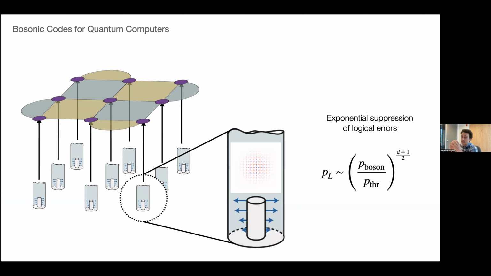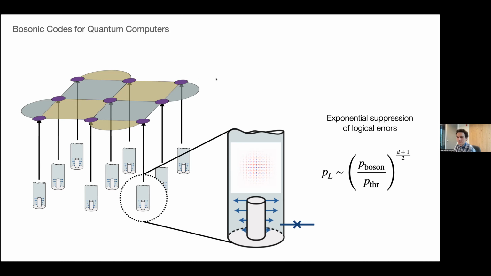And the idea now is that with your improved lifetime, you reduce the overhead that you need. You reduce the number of qubits that you need to do error correction. And so 2.3 is not enough. We need to do much more, but we're confident that we can improve on these numbers.